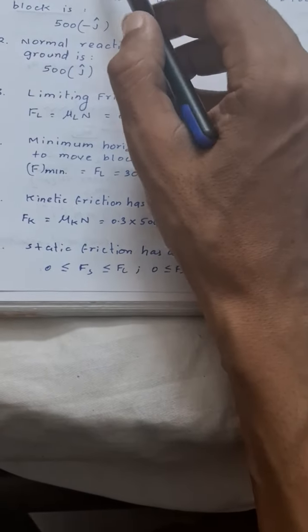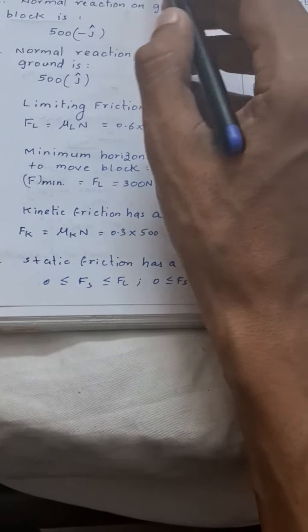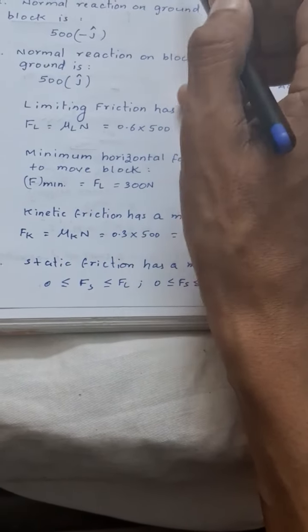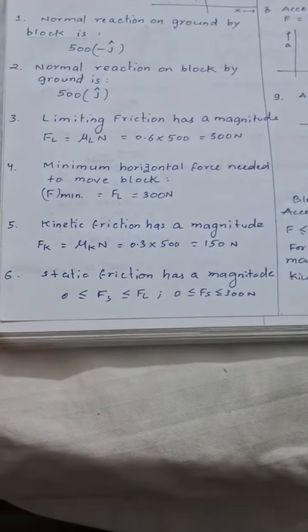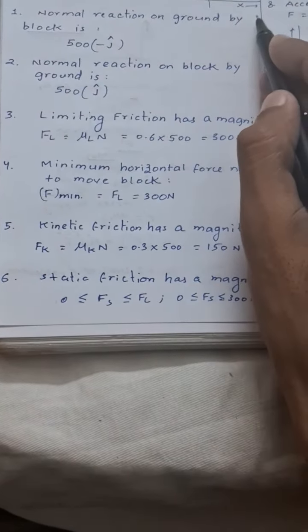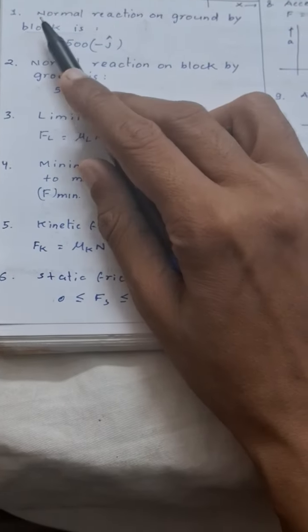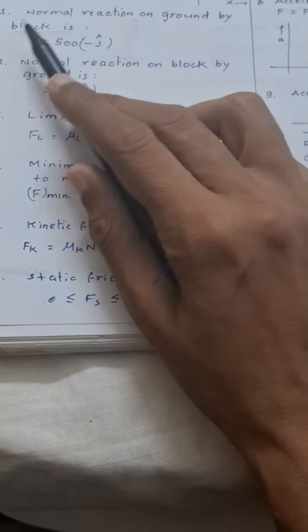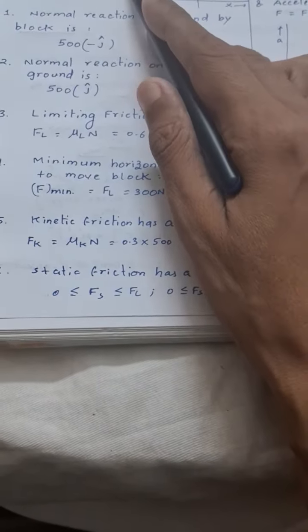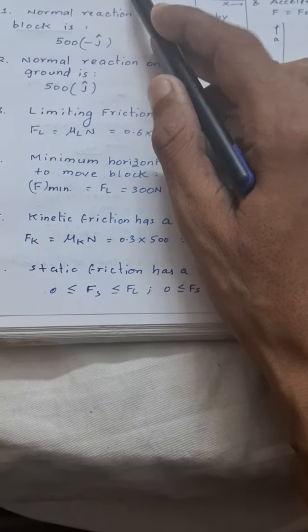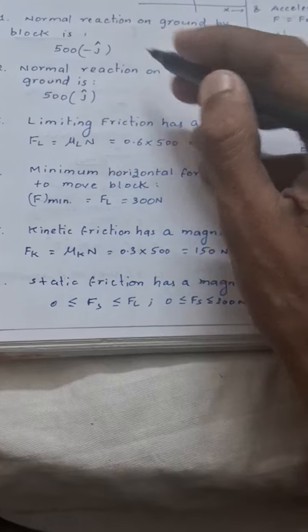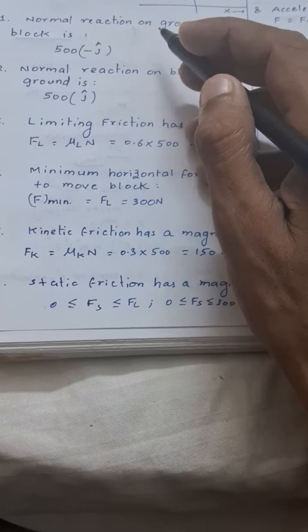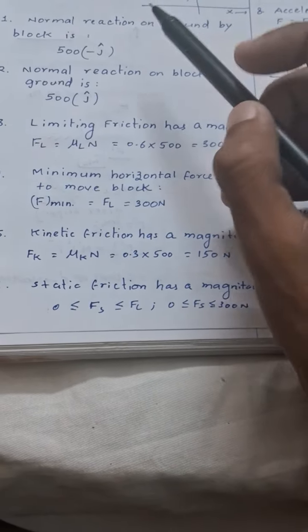In this particular question, we are given a block of mass 50 kg. An external force F is applied on the block, the coefficient of limiting friction is 0.6, and kinetic is 0.3, and here is the x-axis and the y-axis. The first question is the normal reaction on ground by the block. The block will push the ground downward with the force mg. So mg is equal to 500, direction will be minus j cap. So that will be the normal reaction on ground by the block.